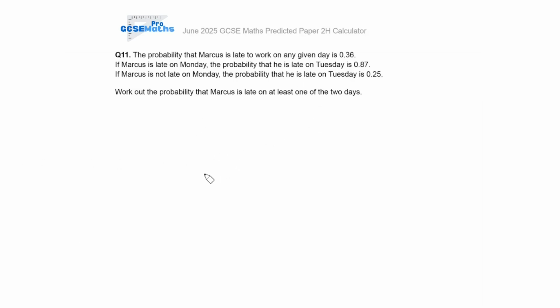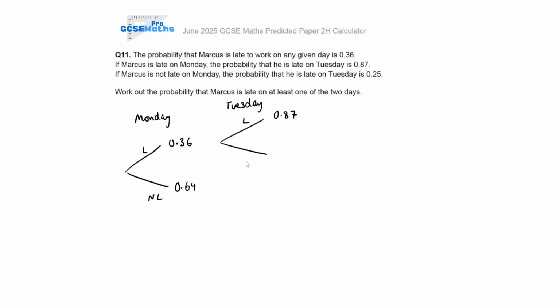So I would probably use a probability tree to lay it out. So our first branches is for Monday, and he's either late or not late. Late is 0.36, so not late has to add up to 1, which is 0.64. Then we want some more branches for Tuesday. Again, late, if he was late the day before, actually that means he's got more of a chance of being late the second day, which is 0.87, and therefore not late has to add up to 1, which is 0.13. Down here, if he wasn't late on Monday, then being late on Tuesday is actually 0.25, and therefore not late is 0.75.